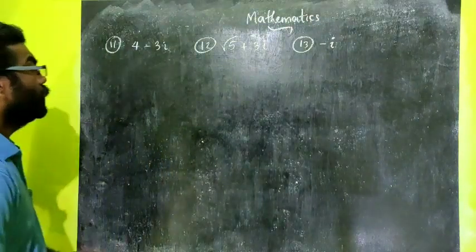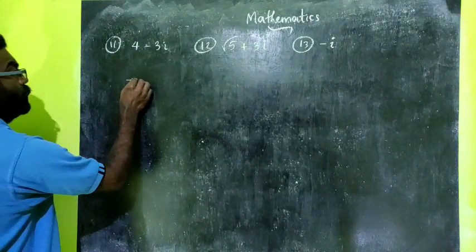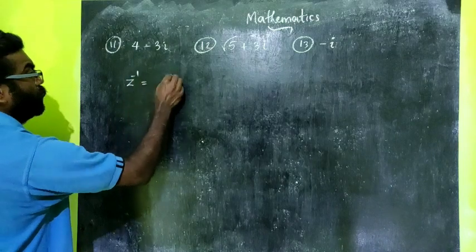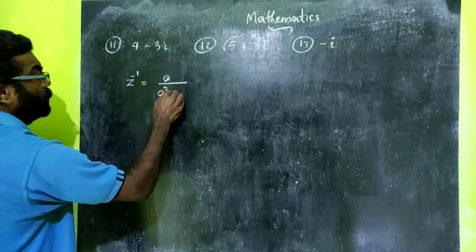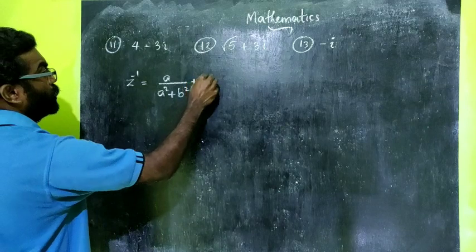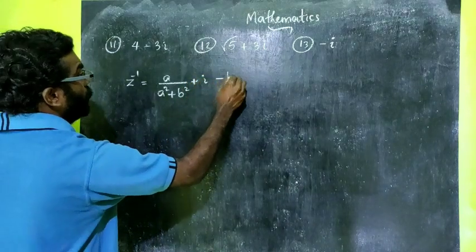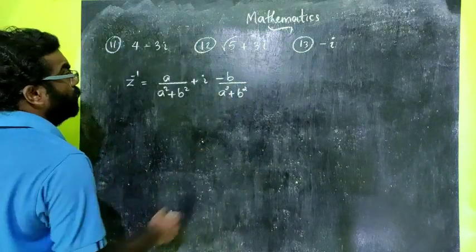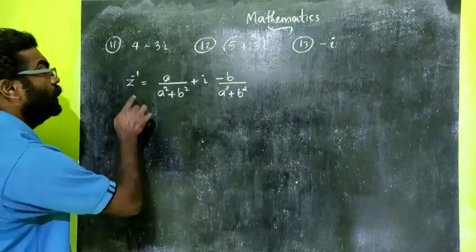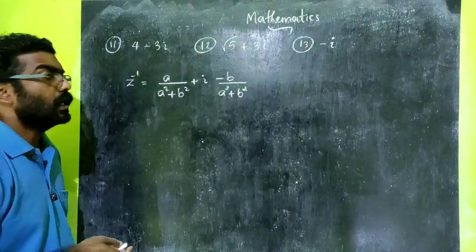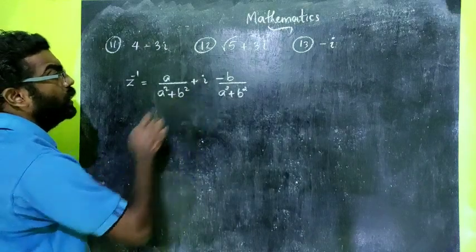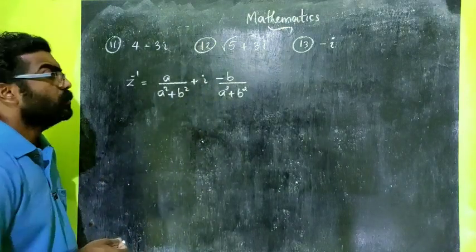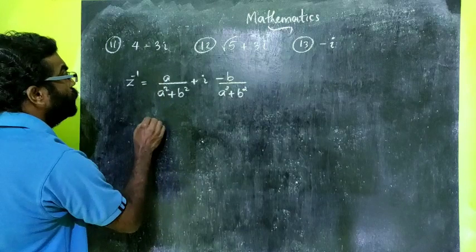Okay, we know the formula to find the multiplicative inverse. z inverse is equal to a by a square plus b square plus i into minus b by a square plus b square. That we have discussed in the last class. z inverse is equal to a by a square plus b square plus i into minus b by a square plus b square. Here we can replace the values.